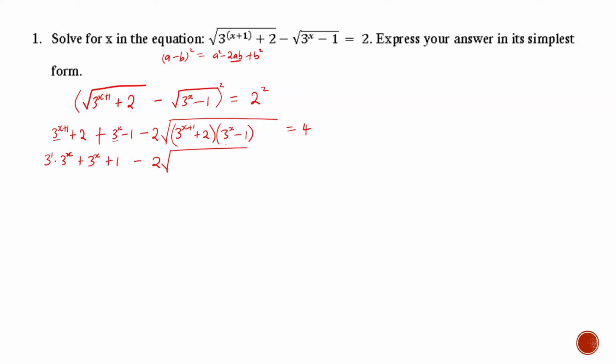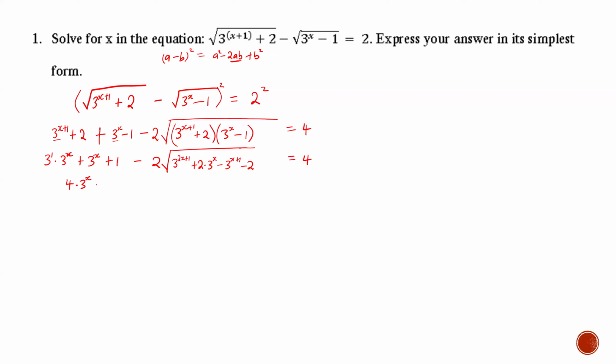Now I could also expand what's under this square root. This is going to be 3 to the power 2x plus 1 plus 2 times 3 to the power x minus 3 to the power x plus 1 minus 2. That's whatever is under the square root, and I'm equating this to 4. Further, I'm going to simplify everything that we have here. So I have a 3 times 3 to the power x plus a 1 times 3 to the power x. That's going to be 4 times 3 to the power x. And then I have a 1 here. I have a 1 and a 4 here.